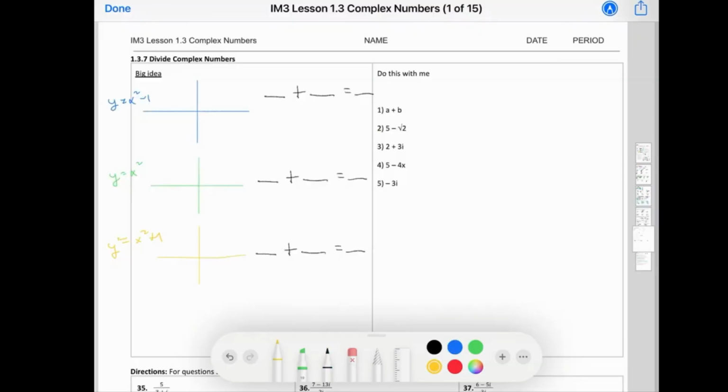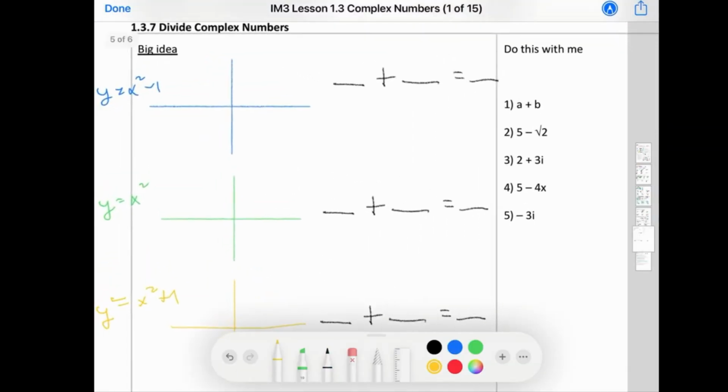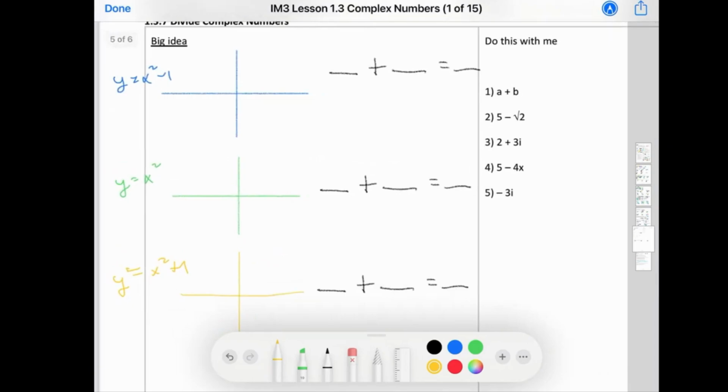All right, last one, 1.37, divide complex numbers. You can go ahead and press pause if you want to copy the chart I made, blue, green, and yellow. Okay, so basically this represents real, complex, and this is the number of zeros.